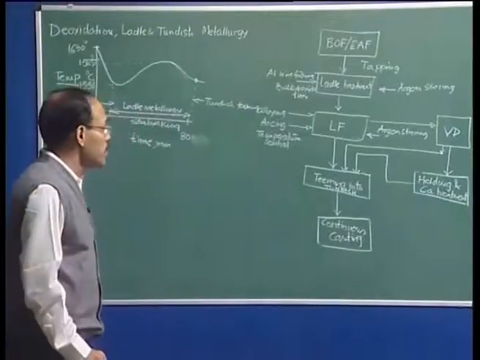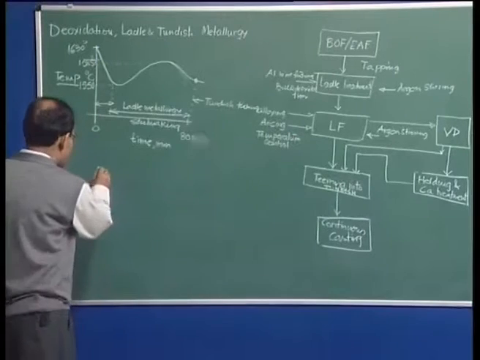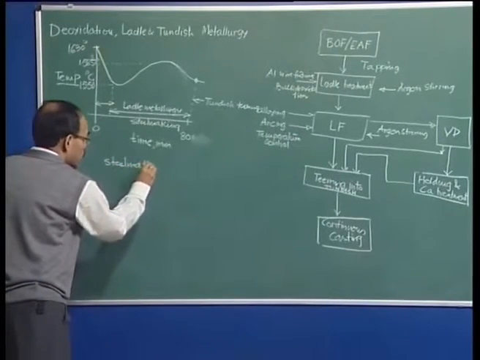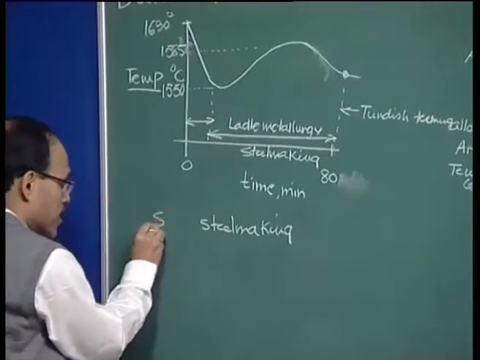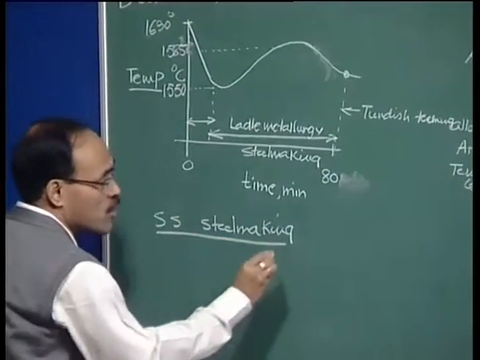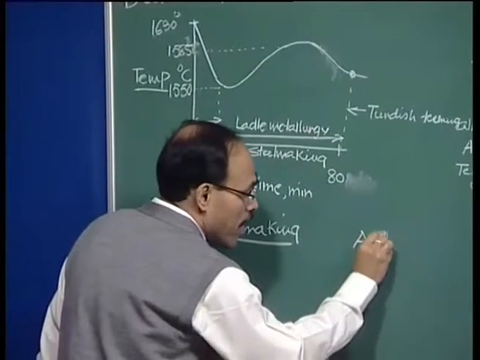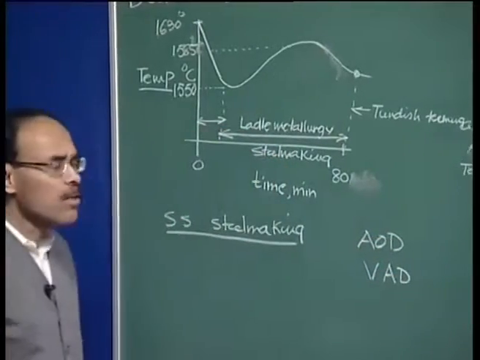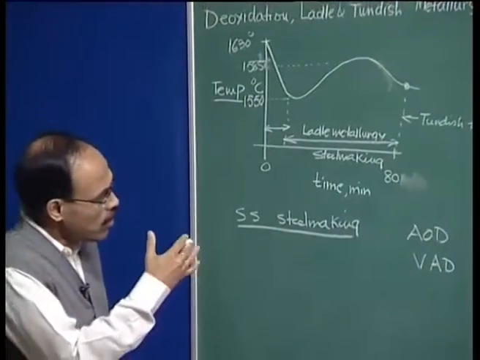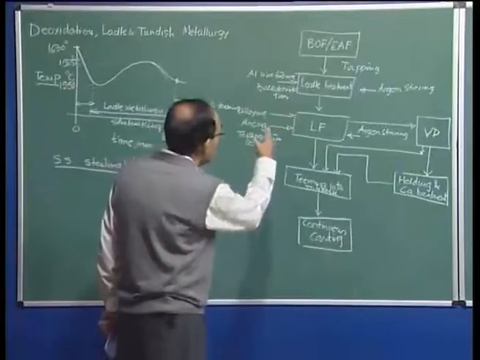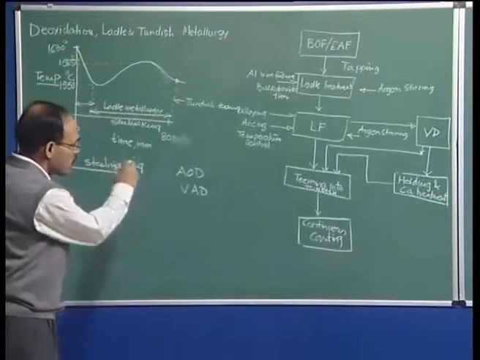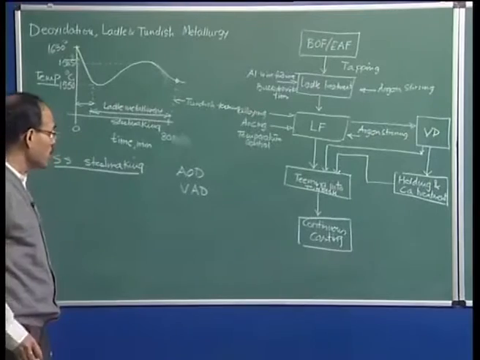For example, in stainless steel making, which you will be doing separately, we have processes like AOD and VAD. These processes resemble very similarly the ladle metallurgy steel making operations. So, I thought that maybe I should discuss them here, and they are not absolutely out of context.